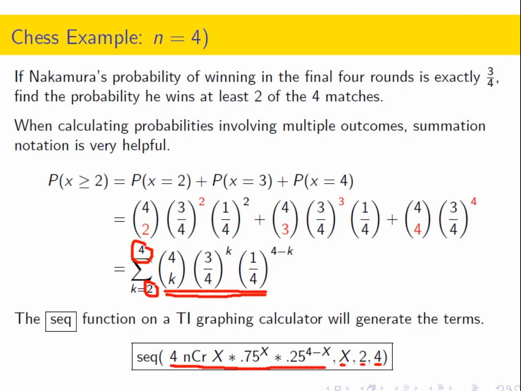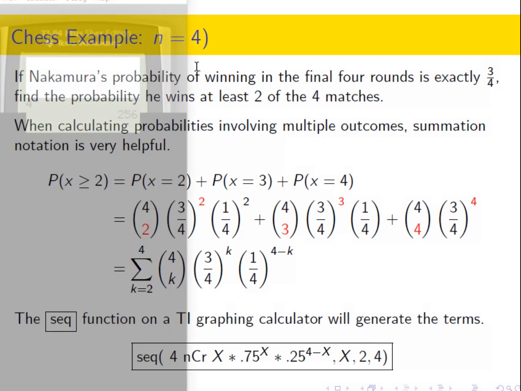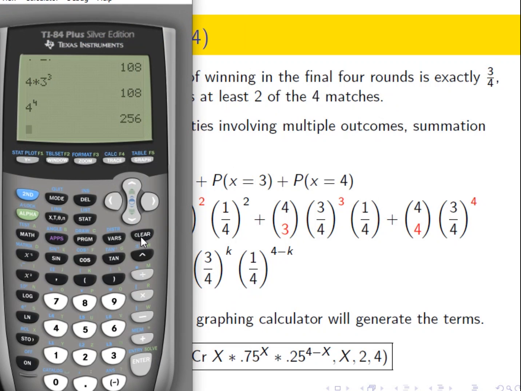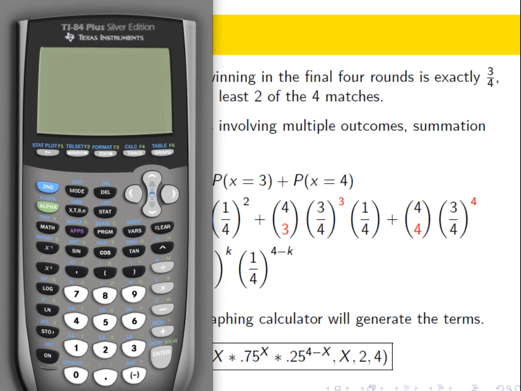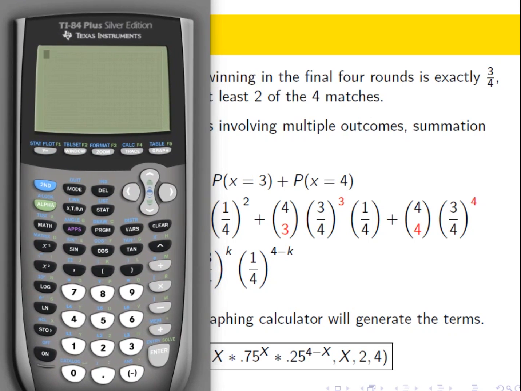So let me grab my graphing calculator and show you. Let's see if I can position this a little better. Okay. And so you should be able to see what we're going to do. We're going to use this list button. So I'm going to go second, stat, and then I want to go over to operations.